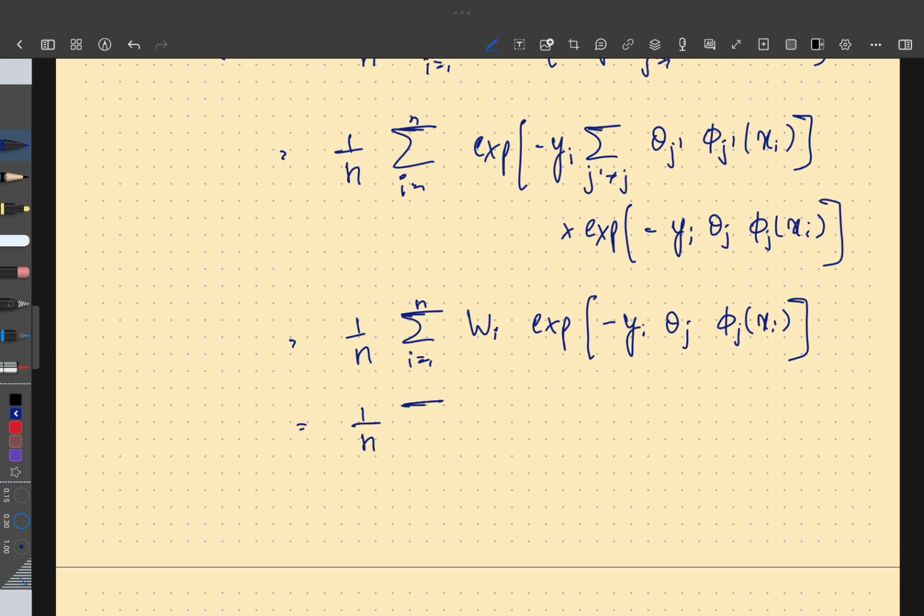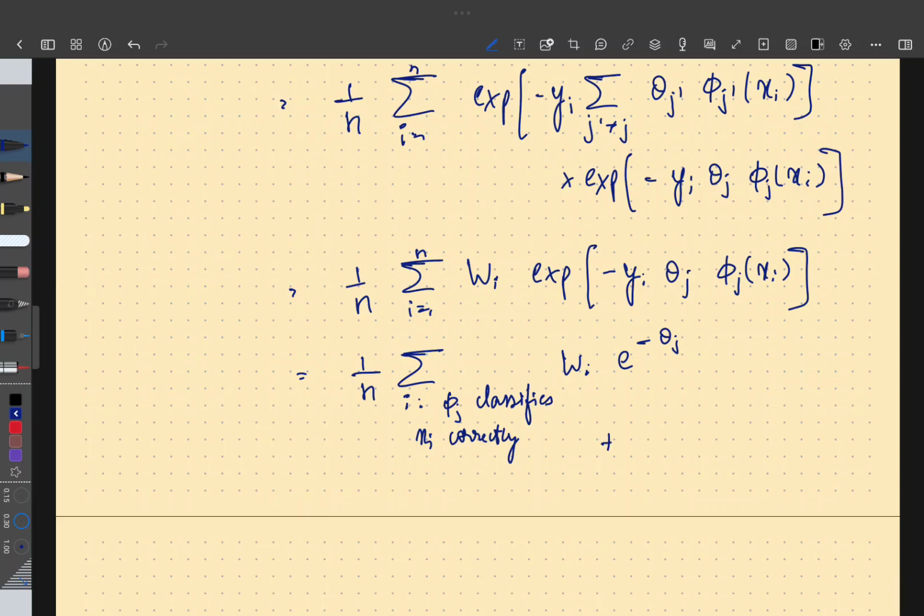So this is 1 over n times the summation over I such that phi j classifies xi correctly, wi times e to the power of minus theta j, plus 1 by n times the summation over all I such that phi j does not classify correctly, of wi e to the power of plus theta j.